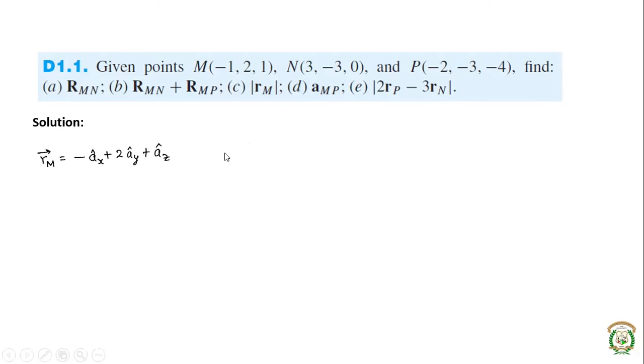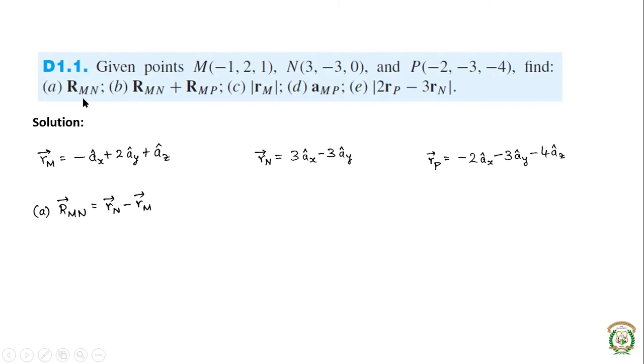So first we will write the position vectors of all the points. Position vector of M is Rm, that is minus ax plus 2ay plus az. Position vector of point N is Rn, that is 3ax minus 3ay. Similarly, position vector of point P is Rp, that is minus 2ax minus 3ay minus 4az. Then we will see each case. In case A, we have to find Rmn. So we know vector Rmn is Rn minus Rm. We have Rn and Rm here. From this we can easily find Rn minus Rm.